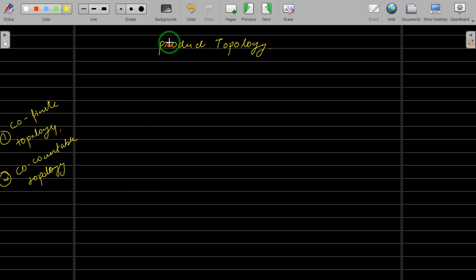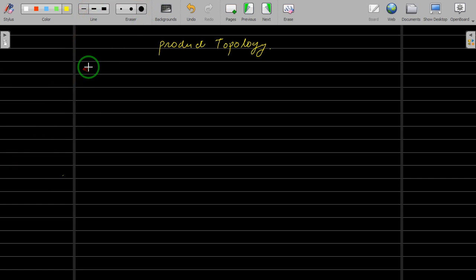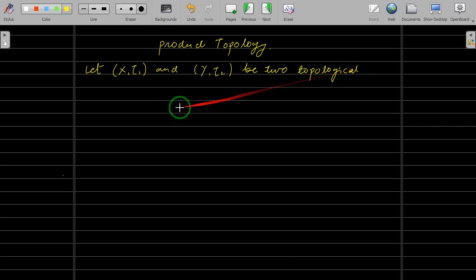Okay, so let's go for this product topology. Let me just divide this. So check the cofinite topology and the co-countable topology. There is also something called the K topology that you can check. Right. So let's take two topologies first. Let X, tau 1 and Y, tau 2 be two topological spaces, and we look at a basis.